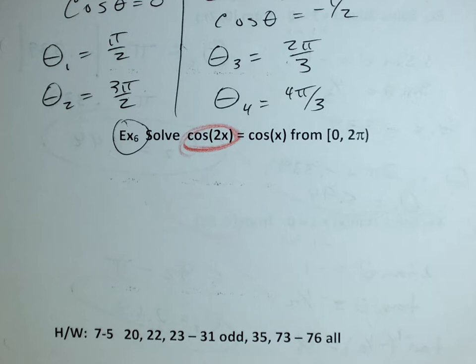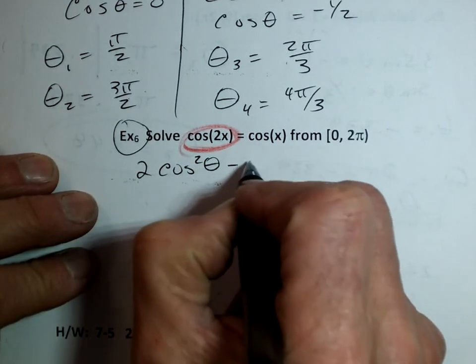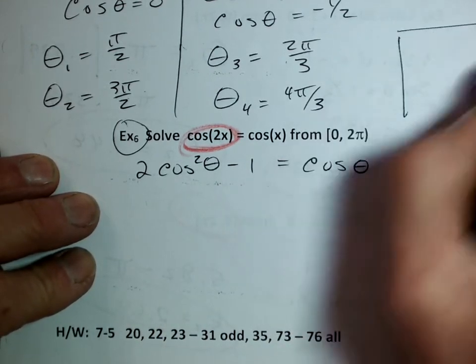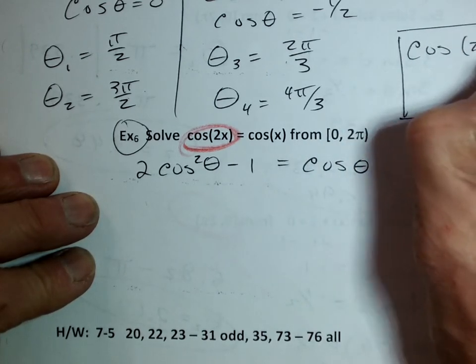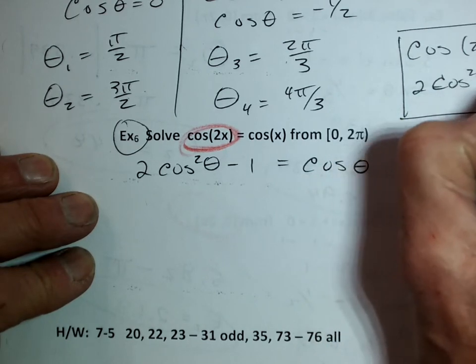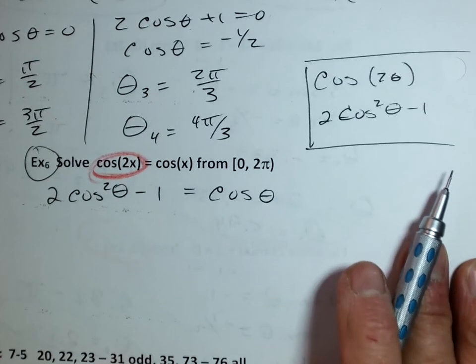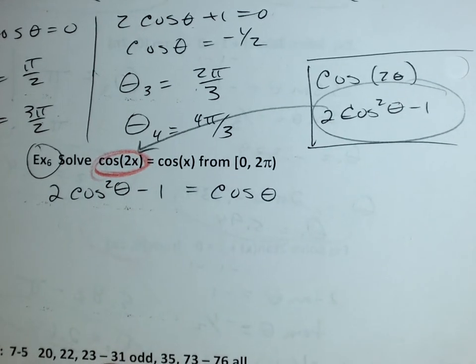Too much work. Okay, so let's change this into 2 cosine squared theta minus 1 equals cosine of theta, because the identity I just used was the third one. Cosine of 2 theta is equal to 2 cosine squared theta minus 1. So I just used this identity and made my substitution right there, okay?